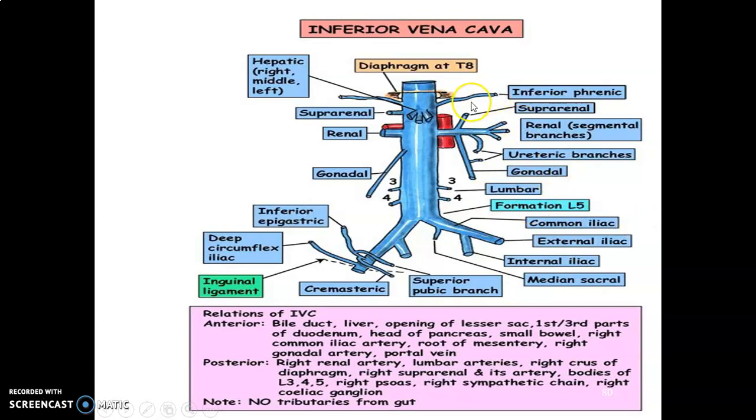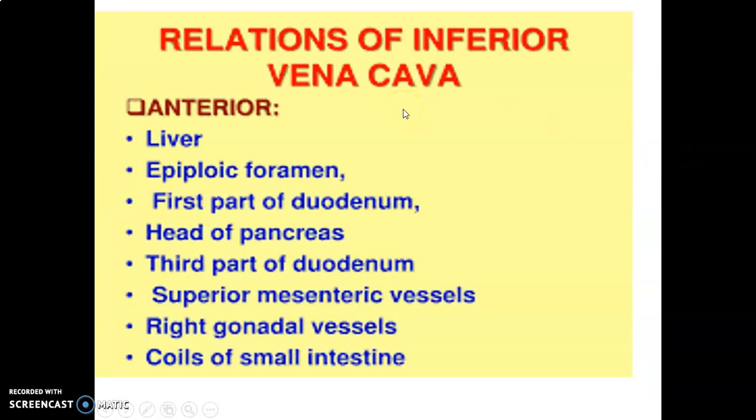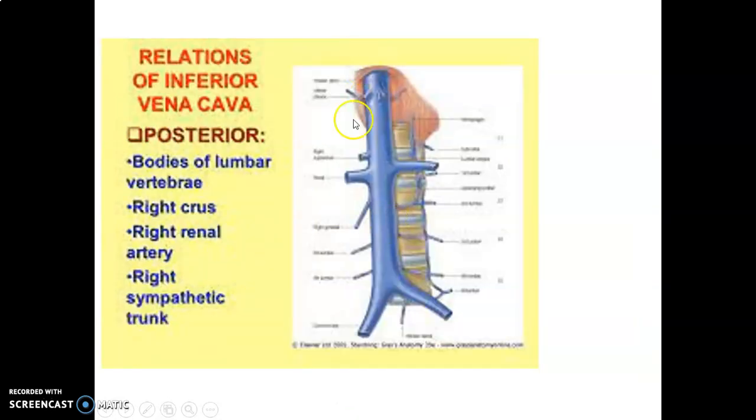So what are the relations of the inferior vena cava? Anteriorly, you have the liver, the epiploic foramen, which is the opening of the lesser sac, the omental bursa, the first part of the duodenum, the head of the pancreas, and the third part of the duodenum. To go through this, open your atlas and make sure you can locate all these structures and confirm they are anterior to the inferior vena cava. So this is the inferior vena cava, and posteriorly you can appreciate the lumbar vertebra, the right crus of the diaphragm, then the right renal artery. The sympathetic trunk will be paravertebral there. So those are the posterior relations.